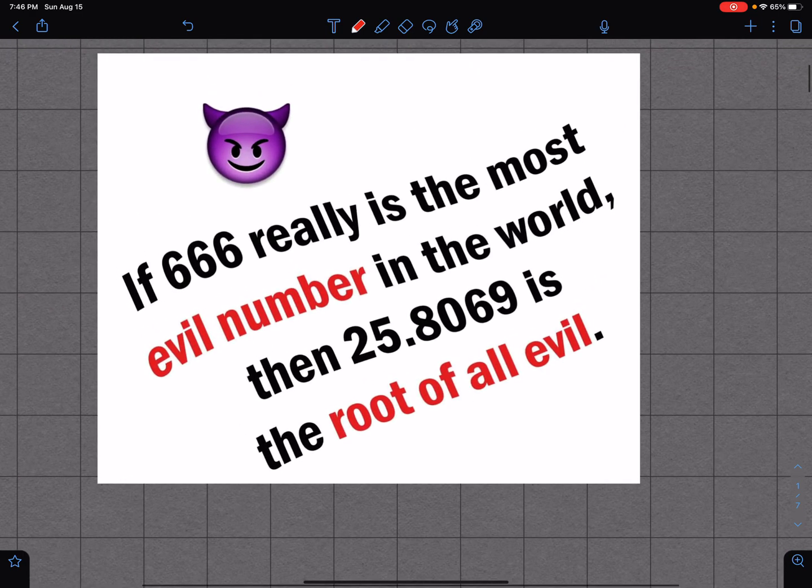Let's start with this. If 666 really is the most evil number in the world, then 25.8069 is the root of all evil. Get it? If it's the root of the root. Okay, all right, enough of that.